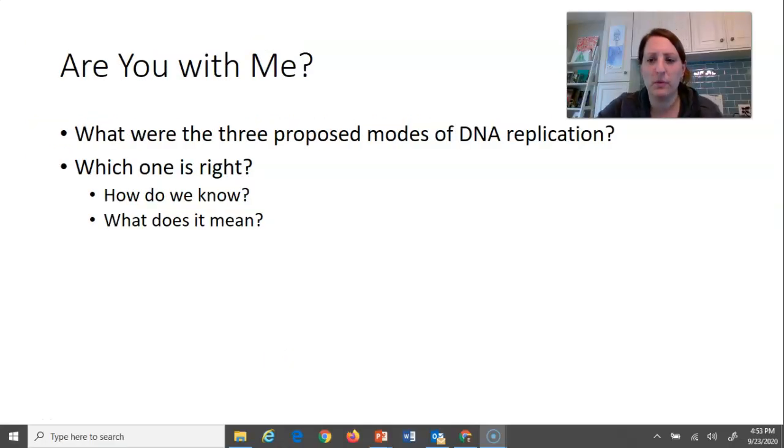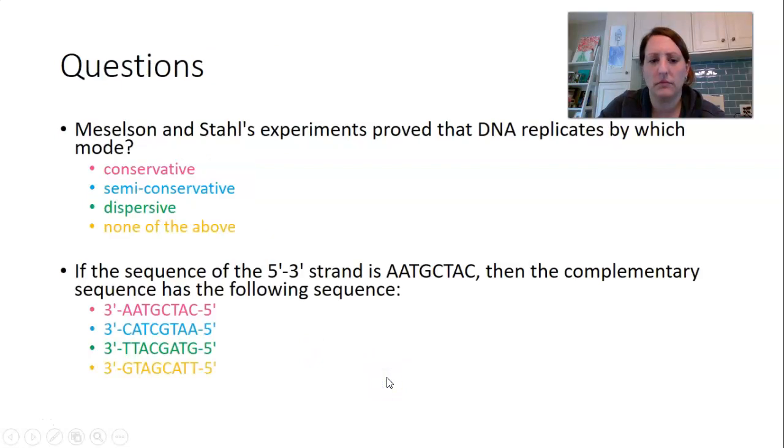Okay, so a couple of questions before we move on, just to make sure that we're all together. The first question. Meselson and Stahl's experiments proved that DNA replicates by which mode? Is it the conservative, the semi-conservative, the dispersive, or do none of these make sense? So which one did Meselson and Stahl's experiments prove to be true? So hopefully you answered semi-conservative. Remember, one old, one new strand. So that's semi-conservative replication.